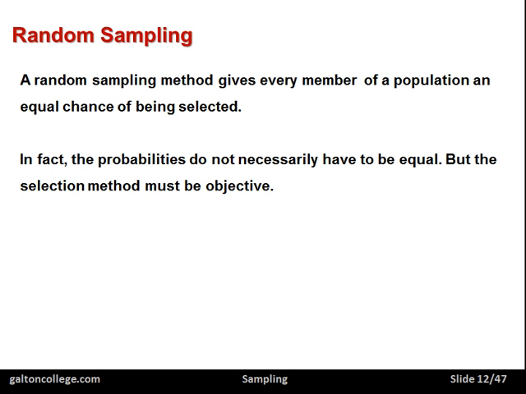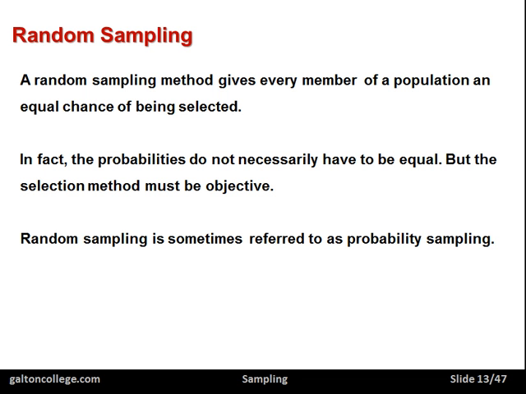In fact, the probabilities do not necessarily have to be equal, but the selection method must be objective. Now, that's a slightly more sophisticated point, because sometimes within the population, elements have particular characteristics which make them more important than others. If that's the case, then the probabilities may not be equal. It may be important to question some people more than others to get an overall view, simply because some of the respondents within the population are more important than others. Random sampling is sometimes referred to as probability sampling, so you'll see it as probability sampling in many articles. It's just random sampling.